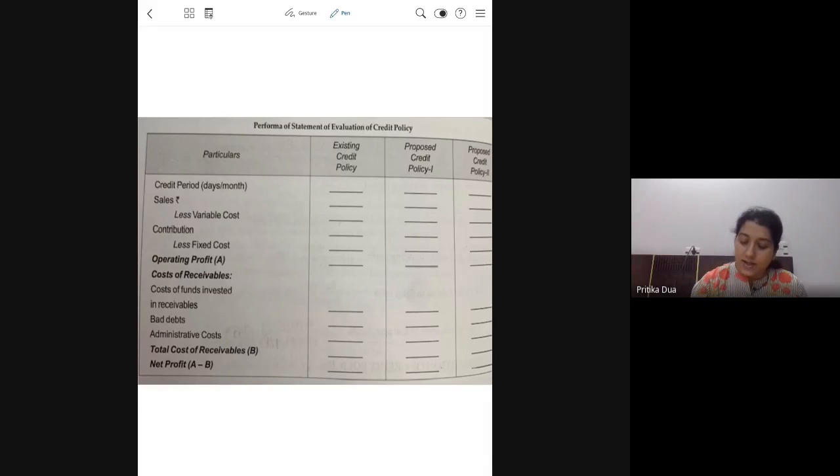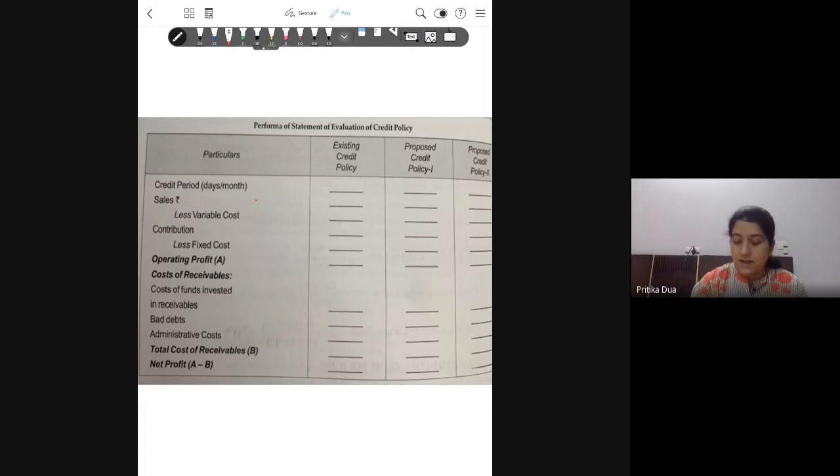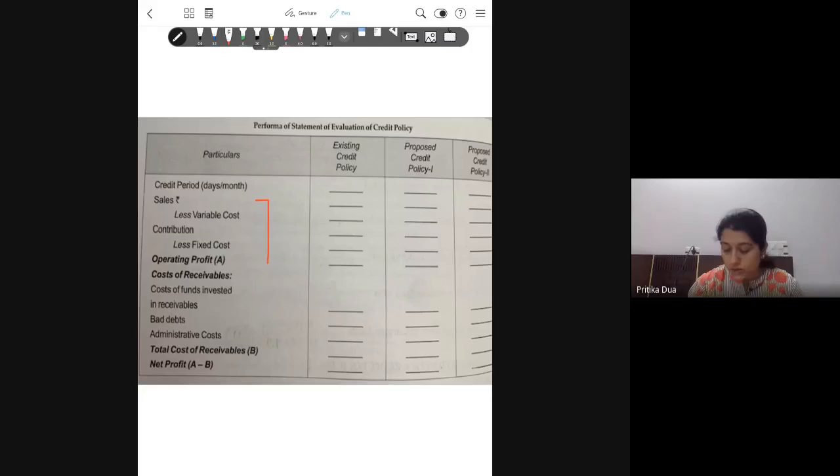First, we take the sales and we calculate the operating profit. So sales minus variable cost gives you contribution, less the fixed cost gives you the operating profit. Second step is to calculate the cost of receivables.